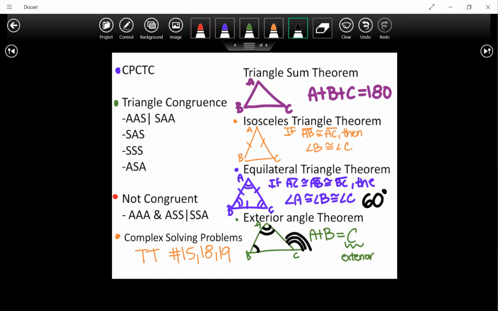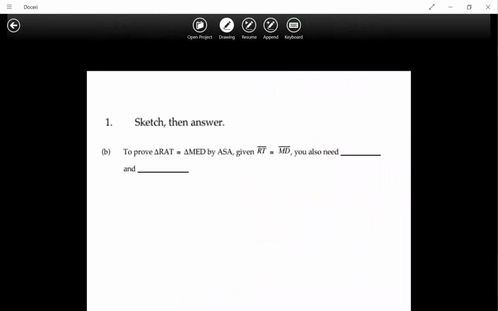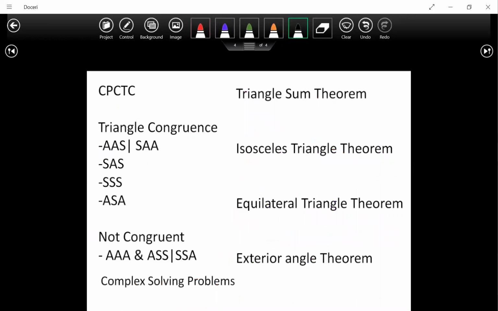So if you have a separate sheet of paper, I'm going to go ahead and do a couple of these. I'm going to try to get through as much as I can. I still have about 9-10 minutes. Here we go. If you want to copy that down, I'll give you guys about 30 seconds per problem to copy.